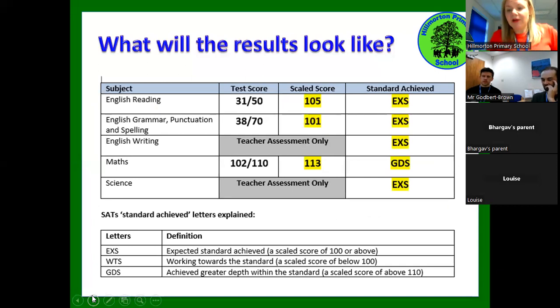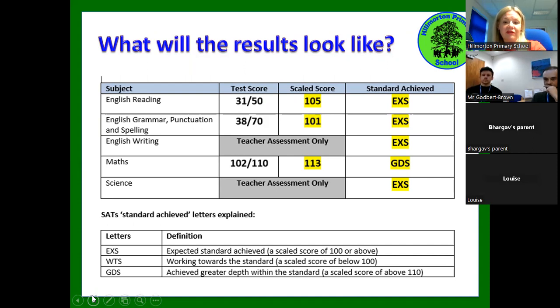And this is an example, a little snippet of what that letter looks like. So I've populated some answers in there as an example. So for English reading there, this imaginary child got 31 out of 50, which gave a scaled score of 105. So they achieved the expected standard. In the grammar, punctuation, and spelling, the two tests combined added up, they got 38 out of a possible 70, which gave them a scaled score of 101, which meant they were achieving the expected standard.